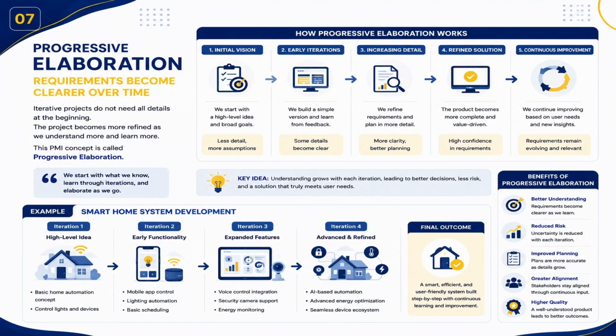Now look at the home smart system example given here. Initially, the project starts with a basic home automation. Later, mobile control, voice integration, then AI automation and energy optimization features will be added. So the understanding grows with every iteration.